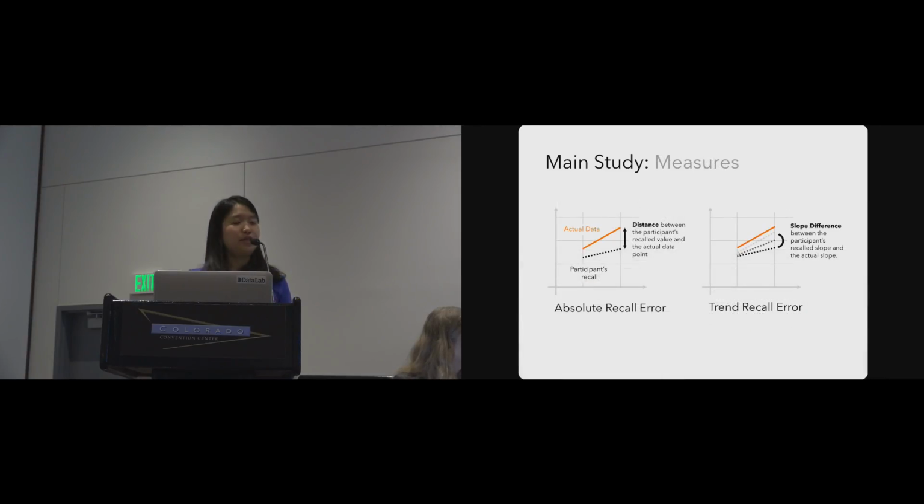So we considered two types of recall error indicating how well participants could recall the actual data. Accuracy in recalling individual data points is measured using the absolute recall error, by calculating the distance between participants' recalled value and the actual data points. We also calculate the trend error to measure accuracy in recalling the high-level structure of datasets, by calculating the slope difference between participants' recalled slope and the actual data slope.